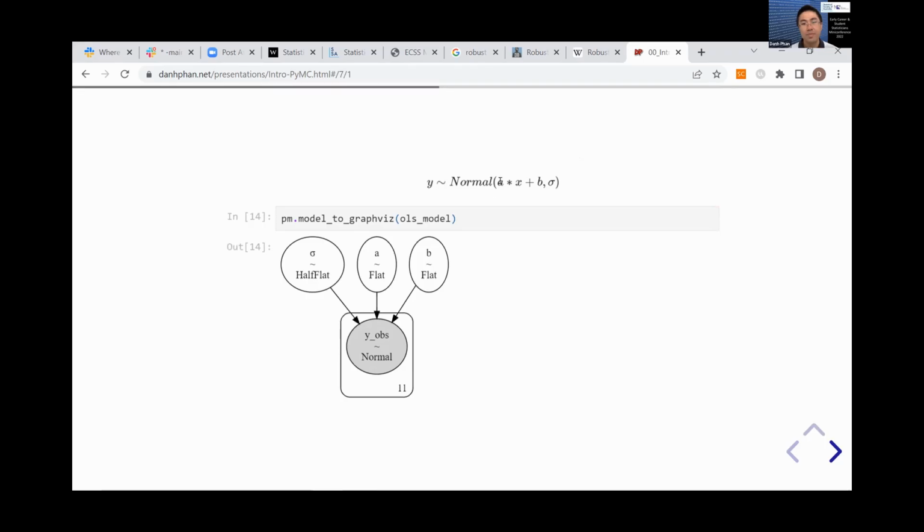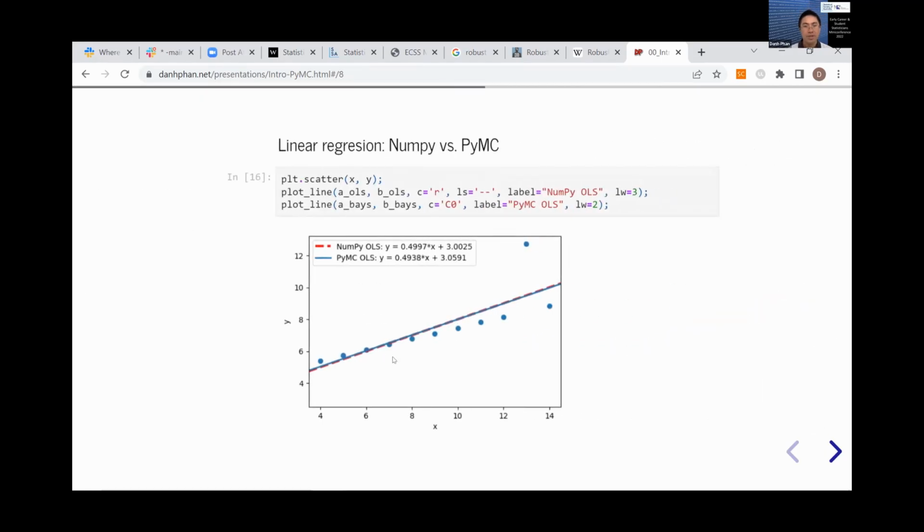The model we're doing is something like that: Y equal to Normal, AX plus B, with standard deviation sigma here, and you can also visualize the model here as well. So what is the result? Compared to the previous linear regression in NumPy, using PyMC you can see they have nearly similar results. The slope A and the intercept B are similar.